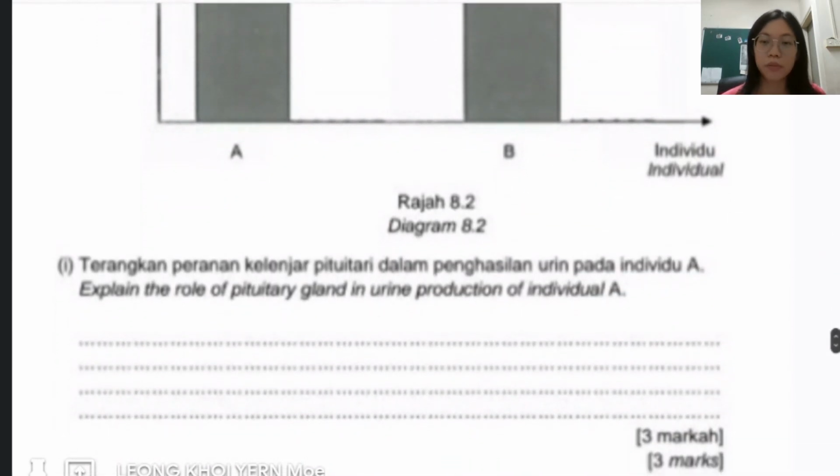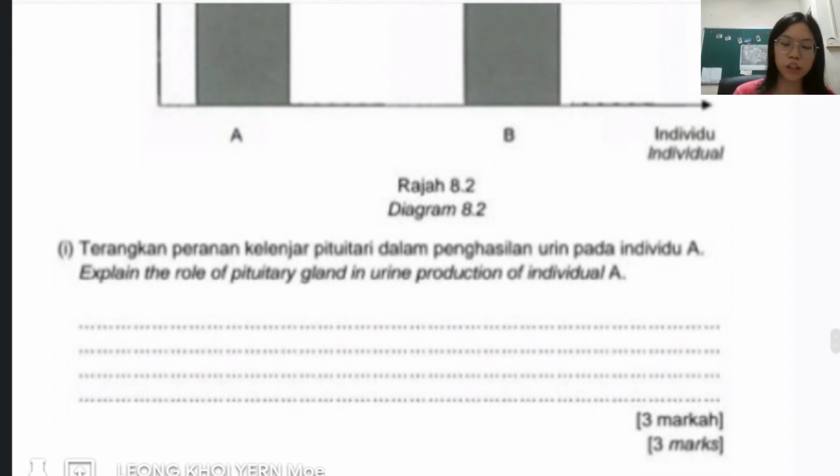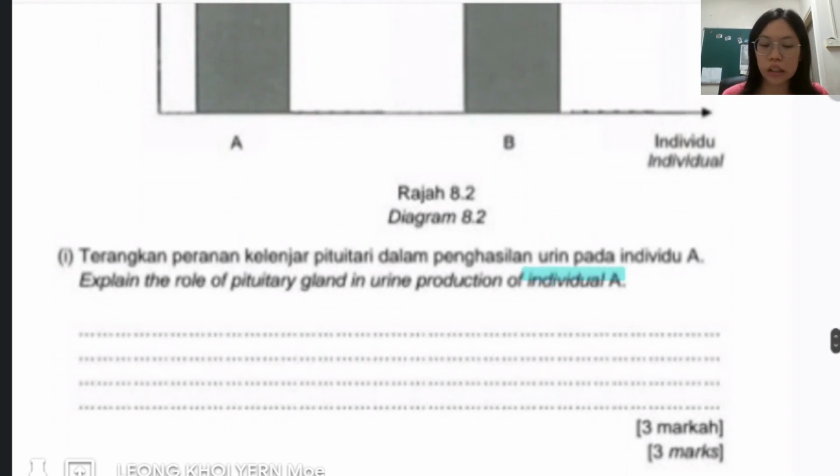So explain the role of pituitary gland in urine production of individual A. Whenever you read a question, don't quickly jump into the conclusion and just write the whole thing about urine production. You have to see this one is focusing on individual A's condition. So you just explain regarding individual A. That will save a lot of time and avoid not answering the question in the end.